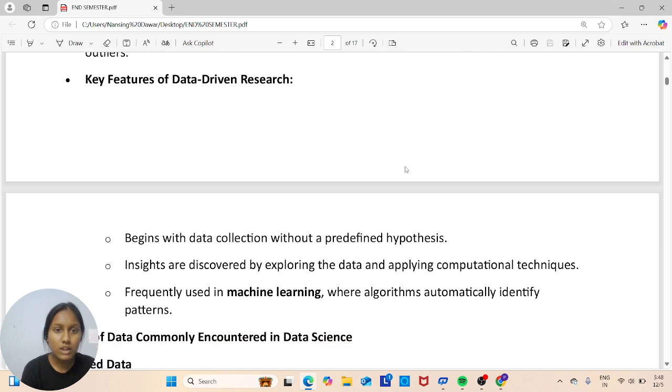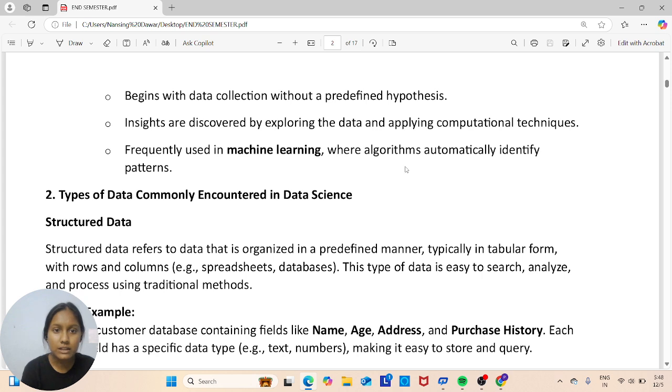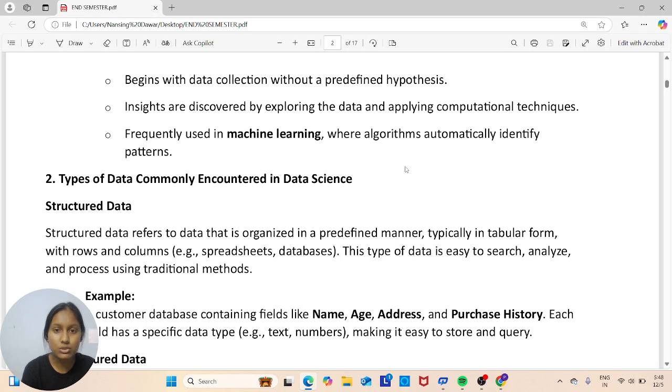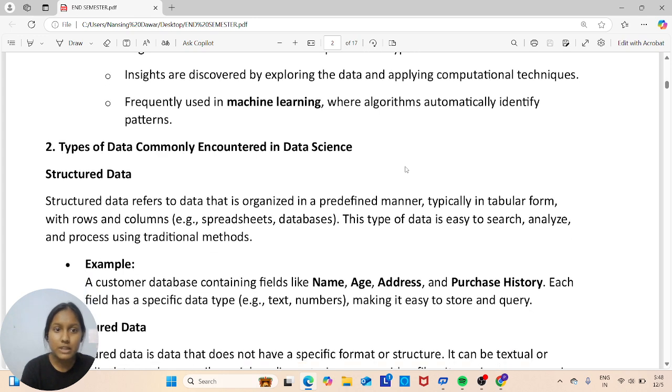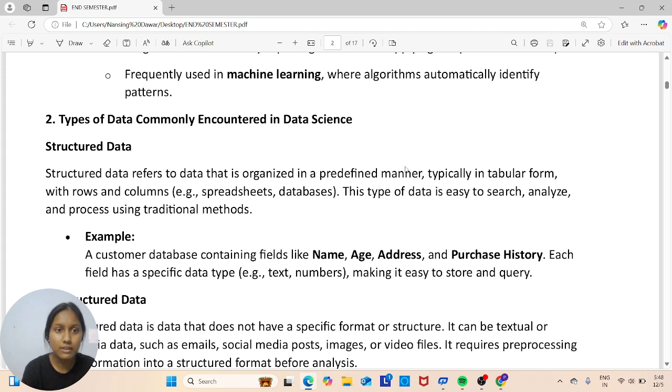What are the key features of data-driven research? First, it begins with data collection without a predefined hypothesis. Second, insights are discovered by exploring the data and applying computational techniques. Third, it is frequently used in machine learning, where algorithms automatically identify patterns.